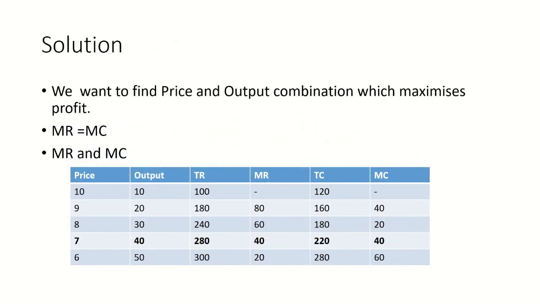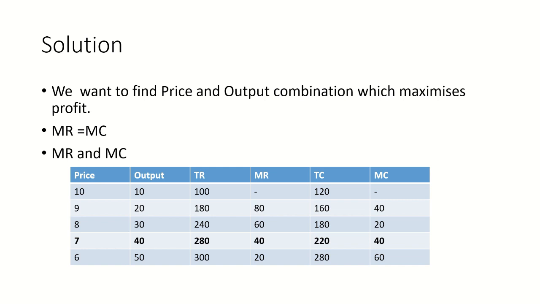So here also, the way to find out the answer is very simple. We want to find the price and output combination, and the condition is that MR should be equal to MC, marginal revenue should be equal to marginal cost.